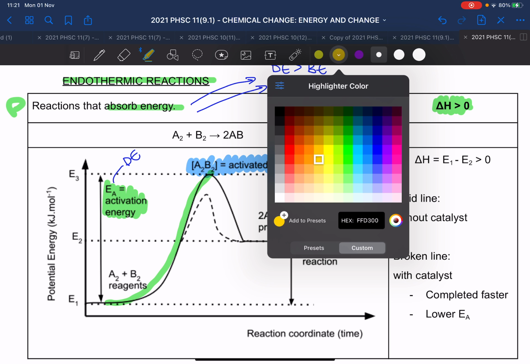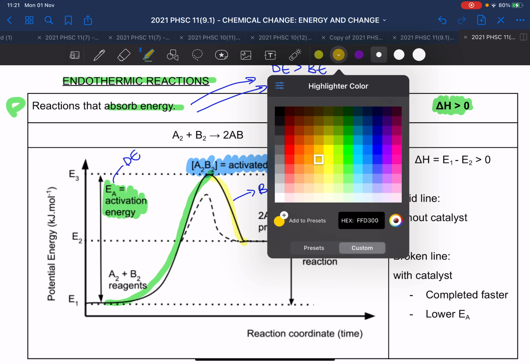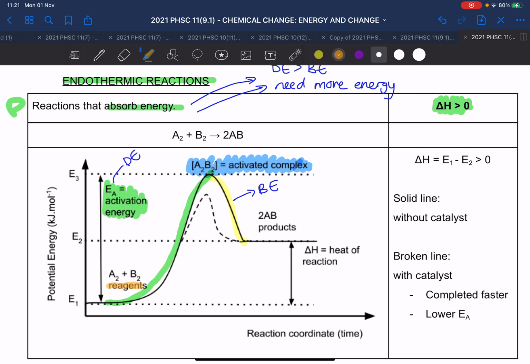Then we have our bonding energy, the energy that is given off when a bond forms. And then we have the difference between the energy of the reagents and the energy of the products. That difference there is called the heat of the reaction.